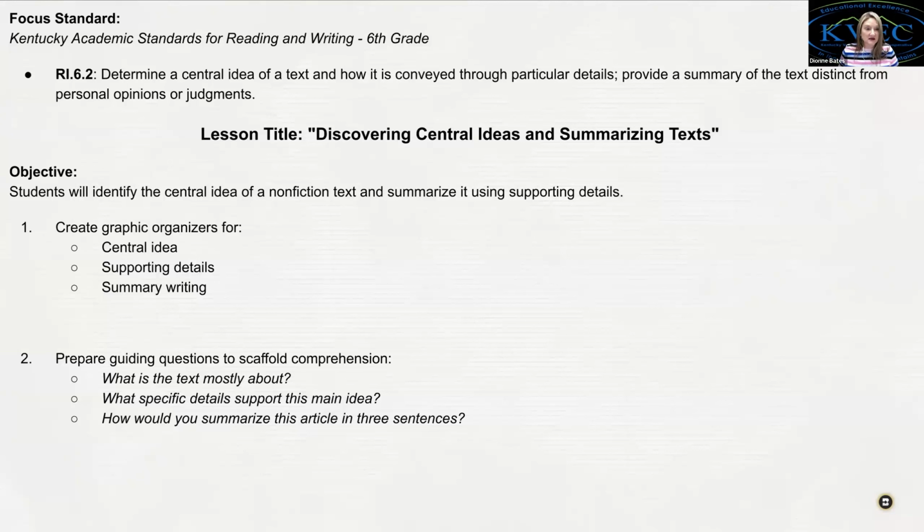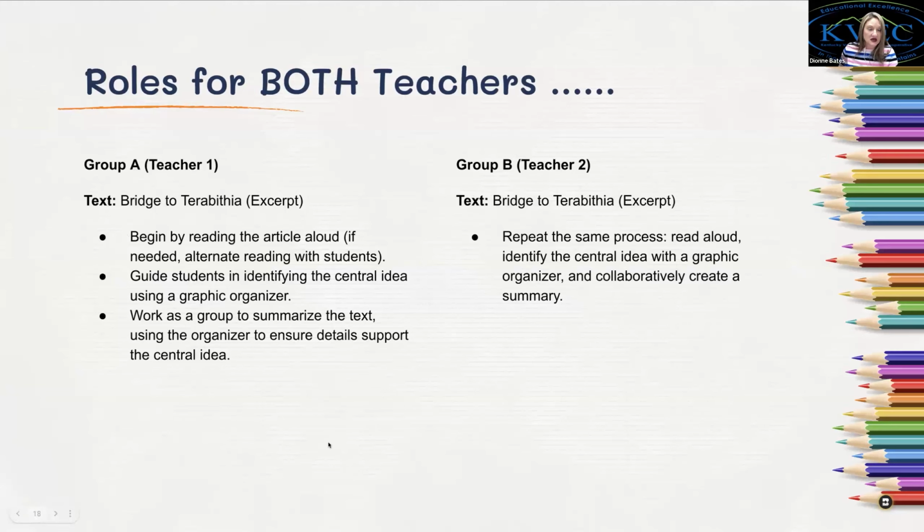So let's say we were thinking about what we're going to read. Well, I think Bridges to Terabithia, and I think I said that correctly. And let's say we're going to work on central idea and summarizing. So let's say you have this excerpt of this text, and one teacher starts and they begin reading that article. So they can popcorn read. Sometimes they do that. Maybe they do choral reading. Maybe they do echo reading, whatever strategy it is that they're going to give kids access to.